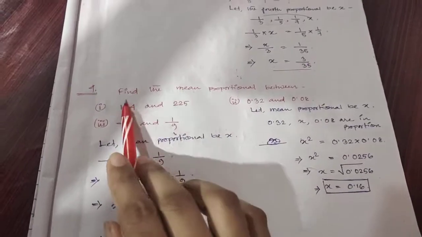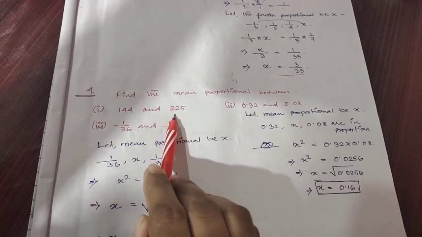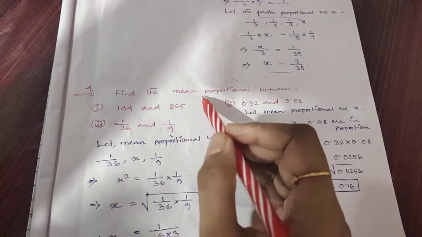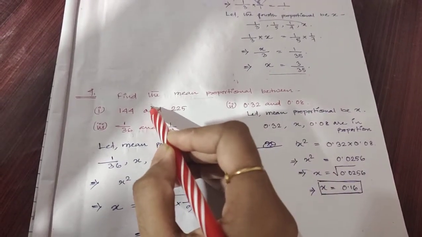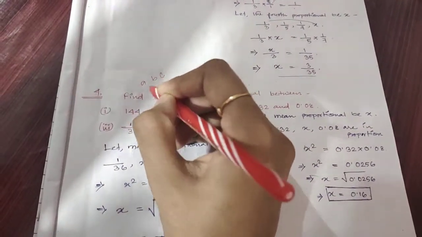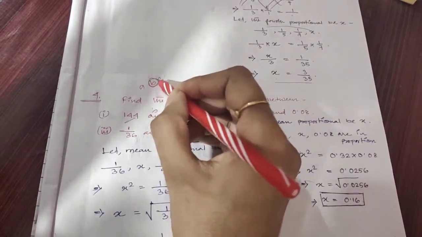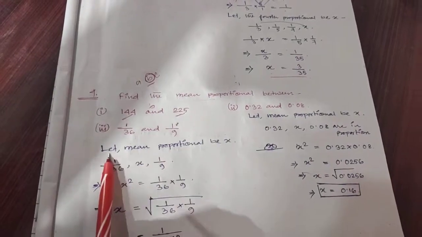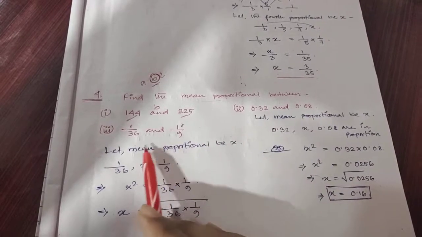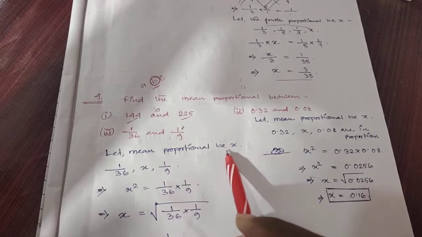Okay, find the mean proportional between 144 and 225. Here see which term is mentioned, that one you have to find. Mean proportion means the middle one you have to find. That means ABC, this one is A, this one is C, and the mean is the middle one, so B you have to find. You have to take according to what the question is asking. So here mean is asked, no? So that's why let the mean proportion be x.